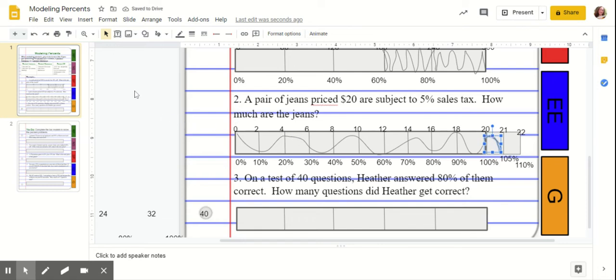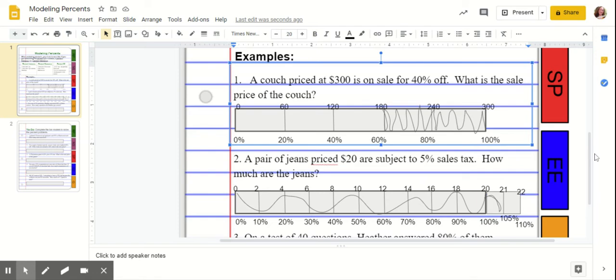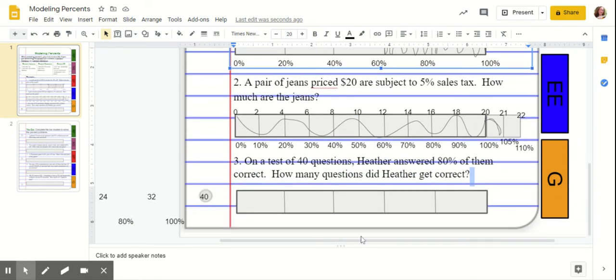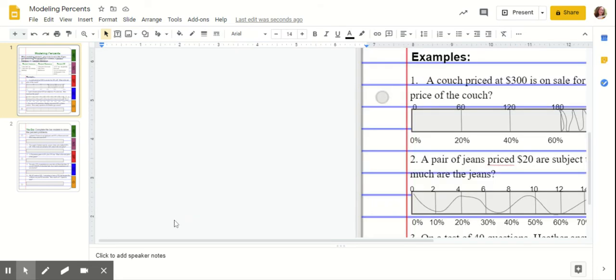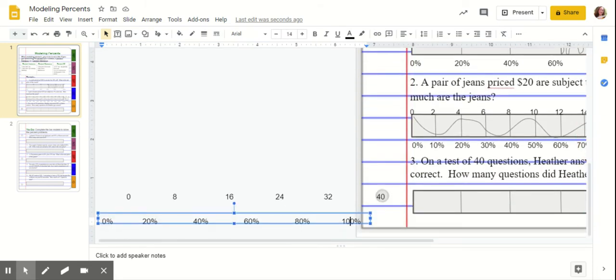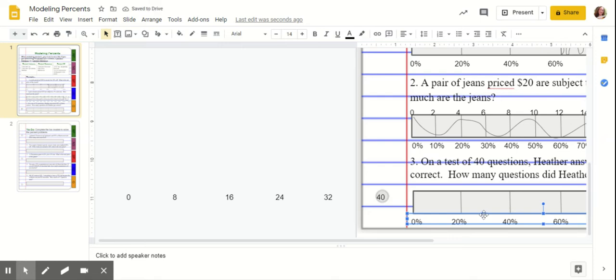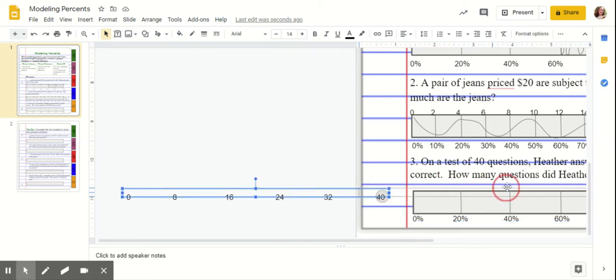All right, let's look at one more example. On a test of 40 questions, Heather answered 80% of them correctly. How many questions did Heather get correct? I took my 100% in this case and I divided it into 5 equal groups. I chose 5 groups here because 100 divided by 5 gives me equal groups of 20. And I know that 80% there is a multiple of 20.